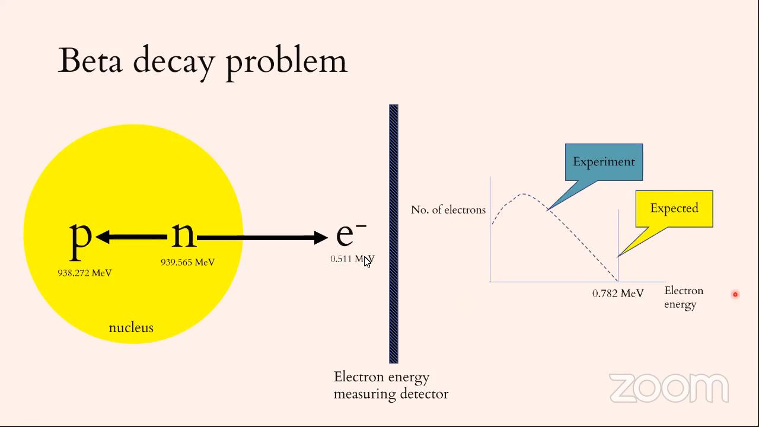And the solution is very simple. You can look at this graph here. This is the expected peak, 0.782 MeV, and this is the electron spectrum. Electrons are emitted at energies less than the predicted value of 0.782 MeV, but you don't see electrons emitted above 0.782 MeV. You don't see an electron with 1 MeV or 10 MeV and so on. So there's something happening there. If the electrons are emitted with energy less than the predicted 0.782, there should be some other particle that is taking away this energy. For example, if the electron is taking 0.5 MeV, there should be some other particle which is taking 0.3 MeV. And that particle is what we call today the neutrino.